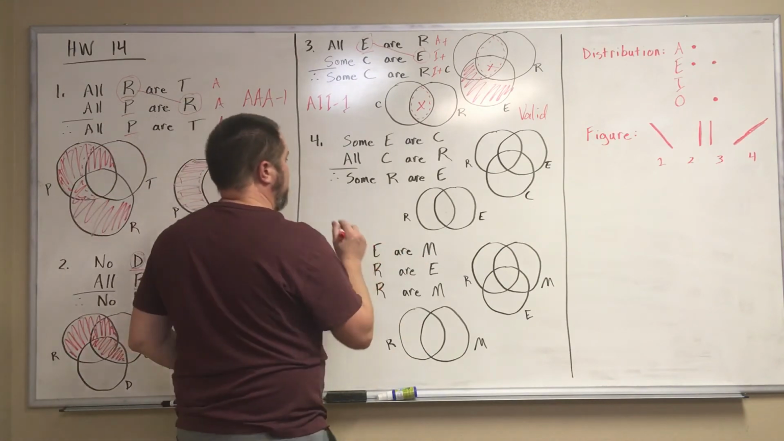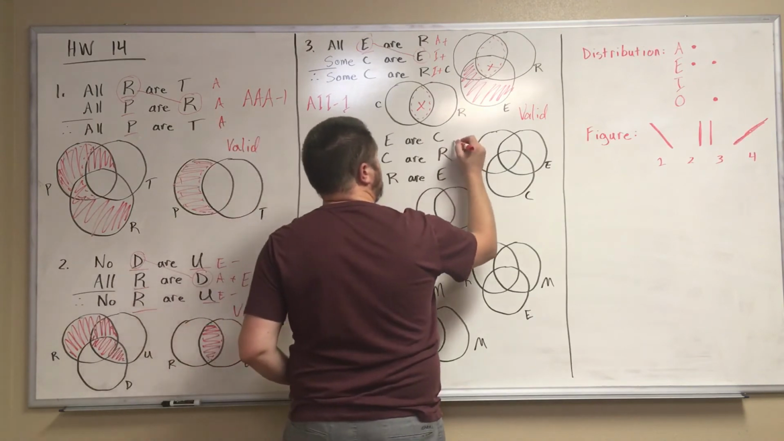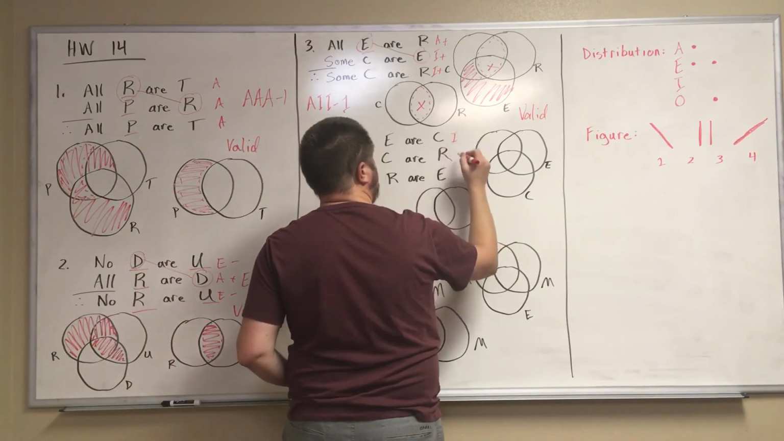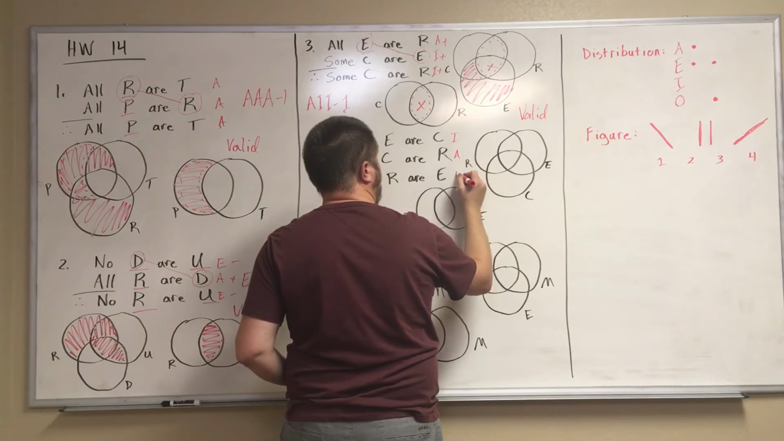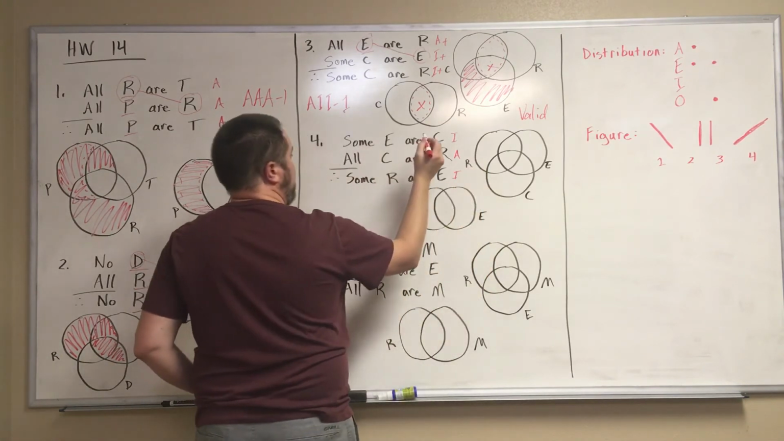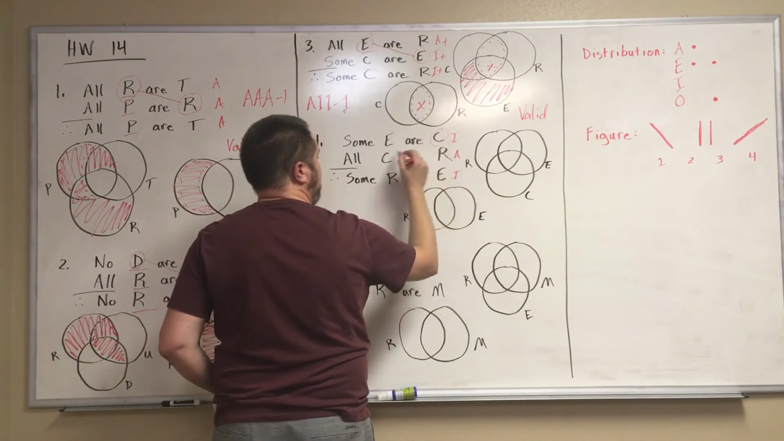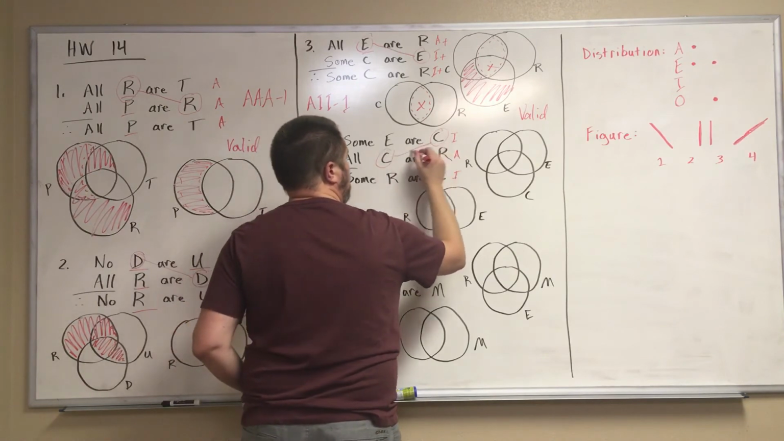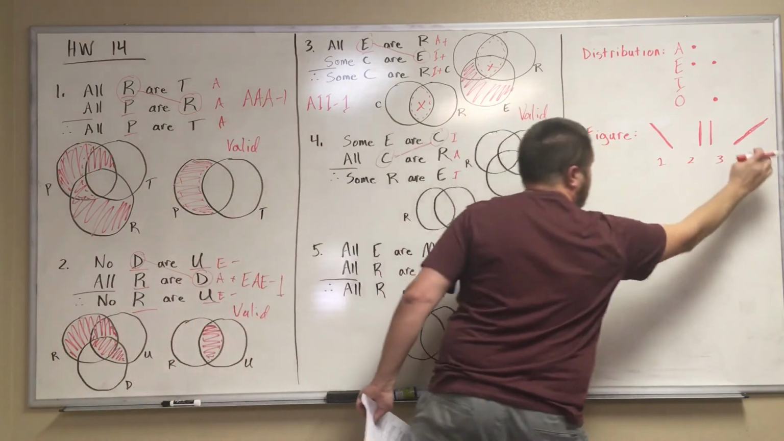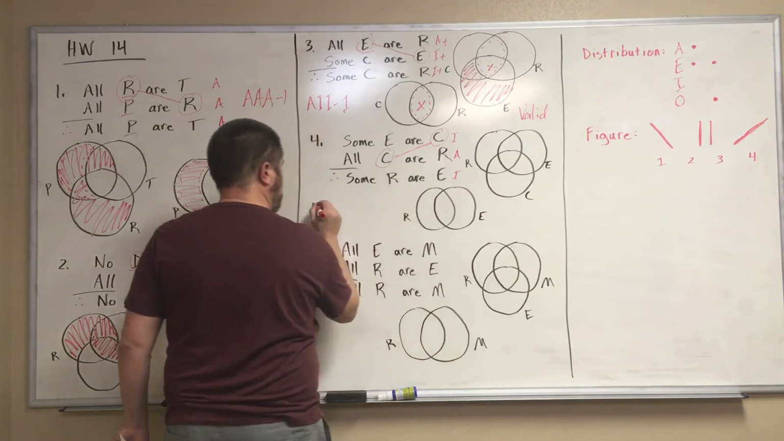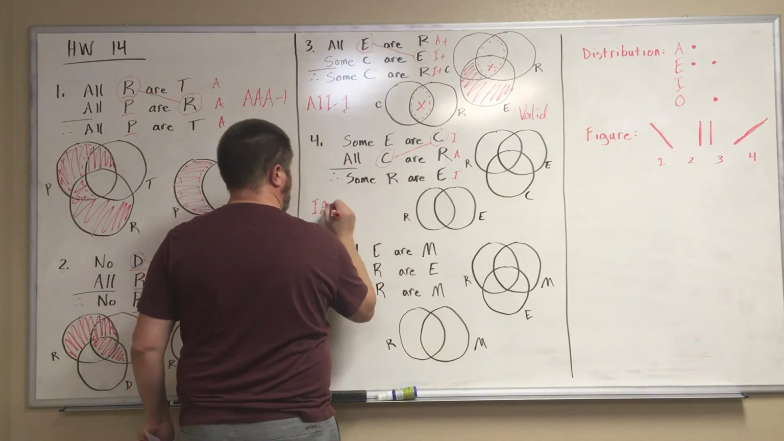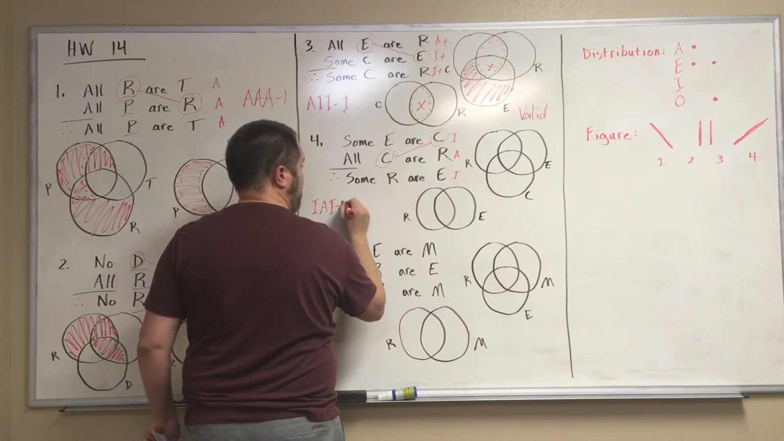All right, next one. So we have some E are C, that's an I statement, then an A statement, then an I statement, and C is our middle term. That's going the other direction. That's number 4. So we have I, A, I, 4.